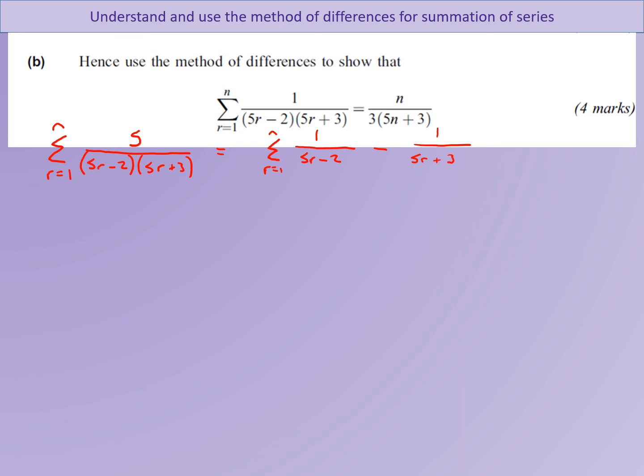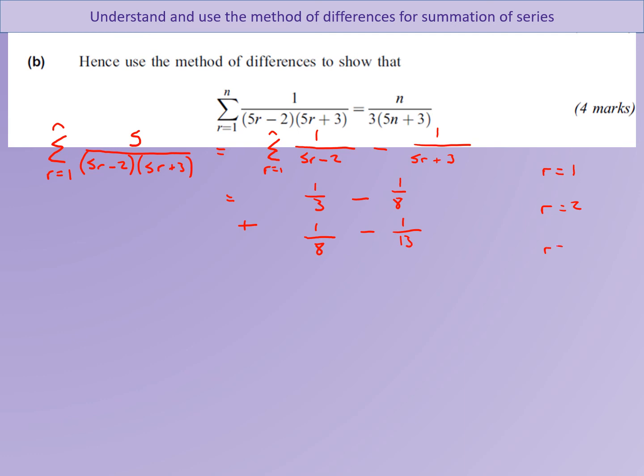So I'm going to start by putting the first few r values in. So r equals 1. I'm going to put r equals 1 into here. Get 1 over 5 times 1, take away 2, so 1/3. Minus, and if I put 1 into the second part, I get 5 plus 3, which is 1/8. I'm going to say plus, and then add on the r equals 2 term. So the r equals 2 term becomes 1 over 5 times 2 is 10, take away 2 is 8, take away 1 over 5 times 2 is 10, plus 3 is 13.